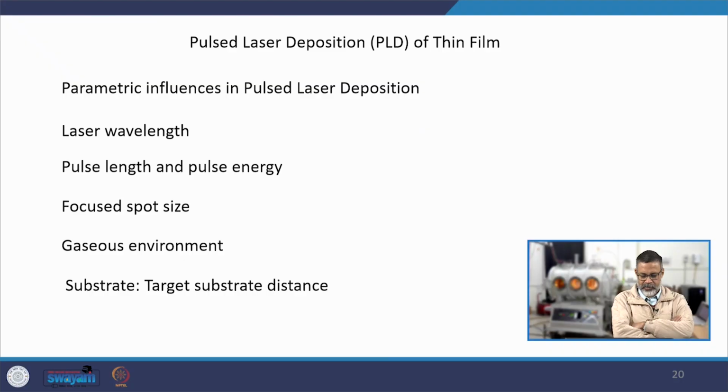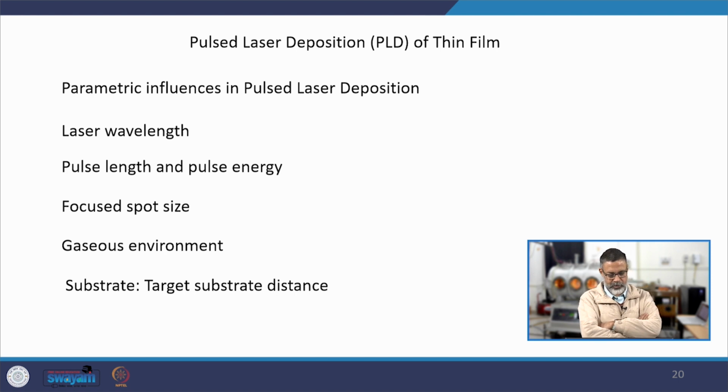Now, we will discuss the different parameters which were also discussed initially. Let me discuss again, because, as I have told you, laser wavelength is a very important parameter, because it matters which wavelength you will use. Mainly we use UV wavelength, because if you want to deposit semiconductor or insulator thin films which have a very large band gap or wide band gap.